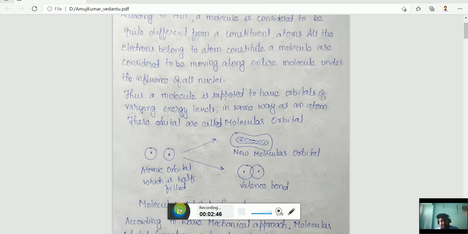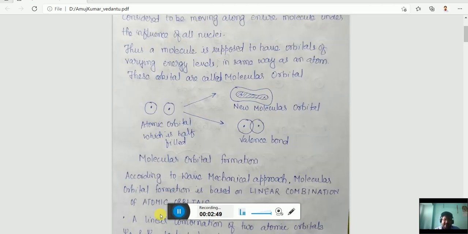OK, this theory is completely reliant on the wave mechanical approach. Its behavior is very similar to waves. Molecular orbital formation is basically based on the linear combination of atomic orbitals.